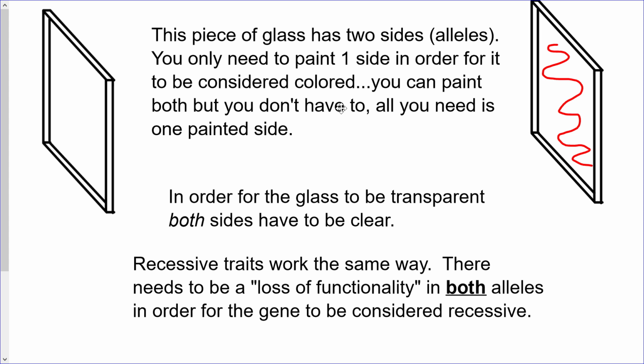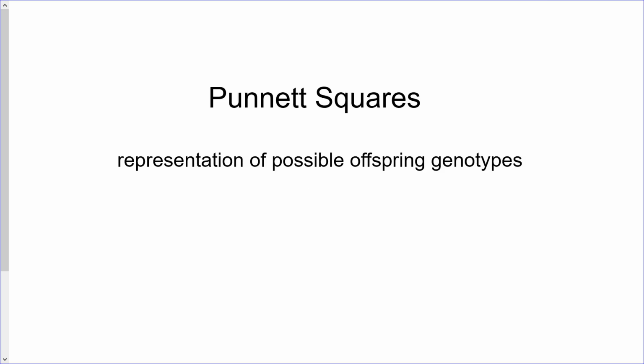If you paint one side and you try to look through the glass, you won't be able to see through it anymore. In order for the glass to be transparent, both sides have to be clear. So recessive traits work the same way. There needs to be a loss of functionality in both alleles in order for the trait to be expressed as recessive. Now, you can paint both sides and have that homozygous dominant effect, but you don't necessarily need to.